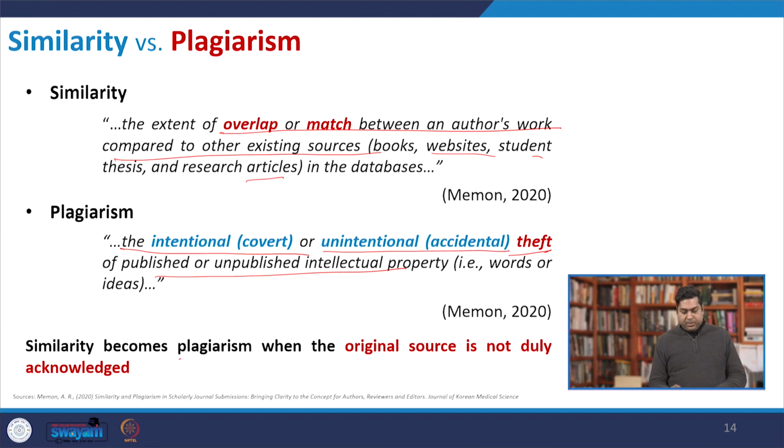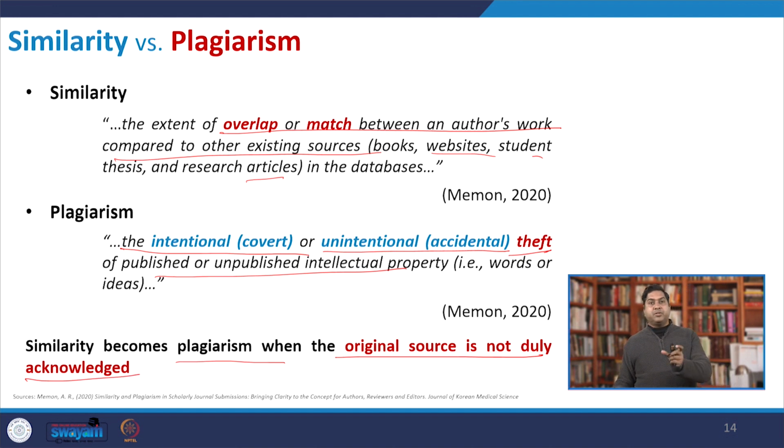Similarity becomes plagiarism when the original source is not duly acknowledged. So if you write something and give a source which does not exist, or you manipulate the source, in all such cases, as we discussed in our presentation today on the different types of plagiarism, it will be considered plagiarism only when you are not giving that source or attribution. If you provide it adequately, then it might be a case of similarity but not plagiarism.